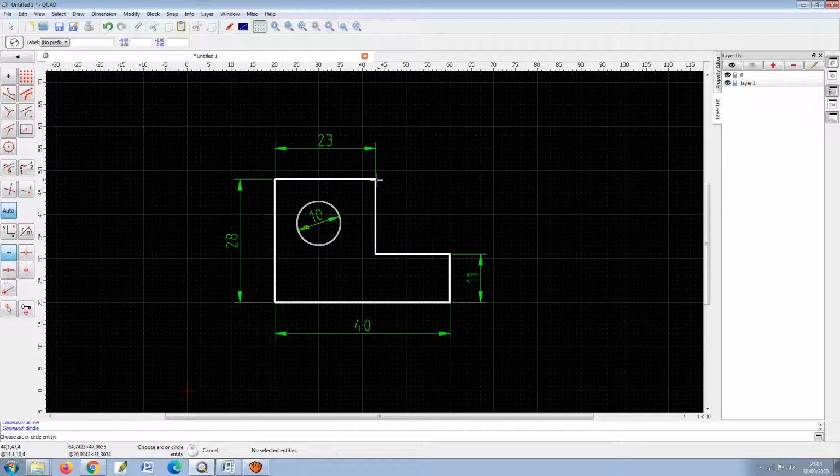For example, this line, we don't know how long it is because we have no measurement, but we can calculate it, because this one is 28 and this one is 11. Therefore, you can know that this is 17 millimeters long. So there is no need for you to draw the dimensioning. It's the same with this one. As you have this and you have this one, it's 40 minus 23. This one is 17 as well.